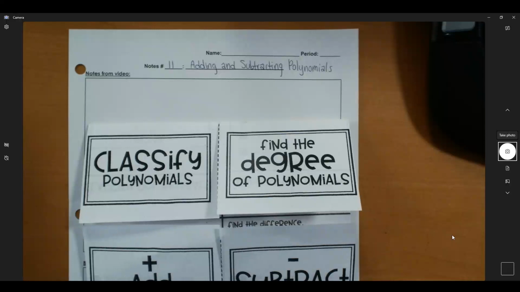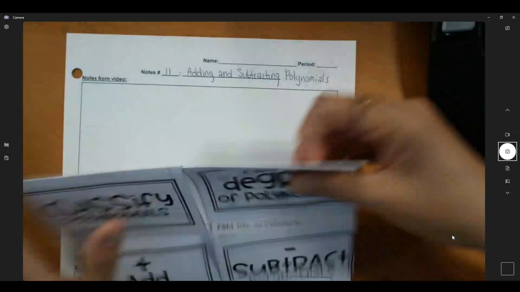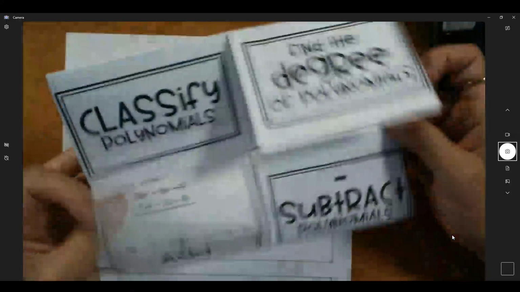All right, so we are in Unit 2 now, and this is adding and subtracting polynomials. You guys should get a worksheet.